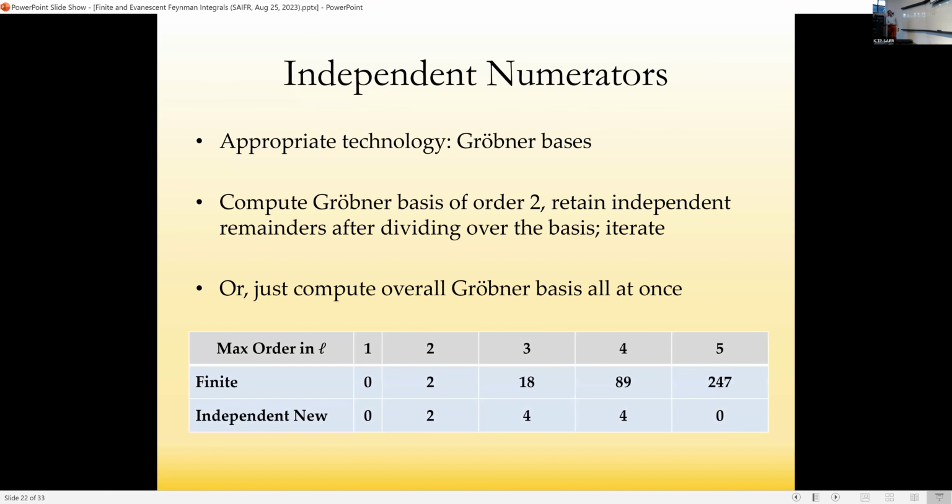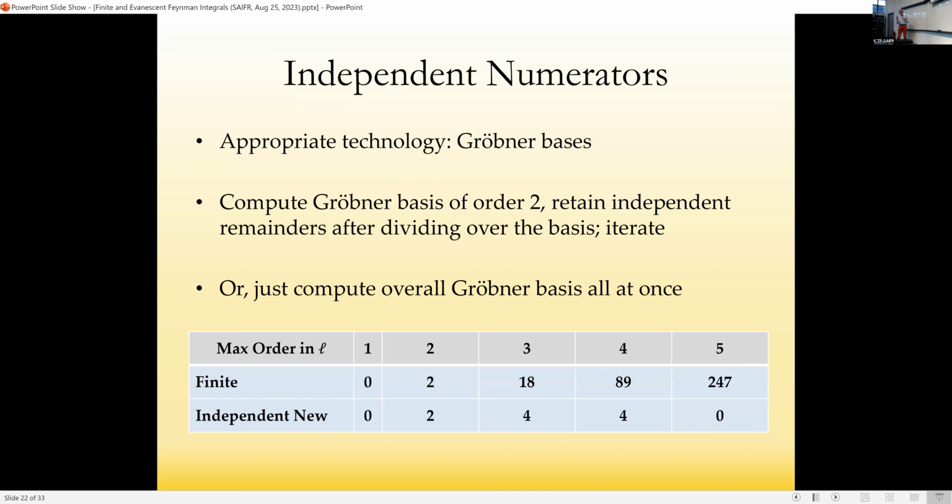When you do that, you find that most of these numerators are, in a sense, trivially related to numerators of lower degree. Of course, the two at degree 2 are independent, since there's nothing of lower order. But of the 18 at degree 3, only 4 are independent. Of the 89 at degree 4, only 4 are independent. In fact, it turns out that everything in degree 5 you can write in terms of the lower order ones.